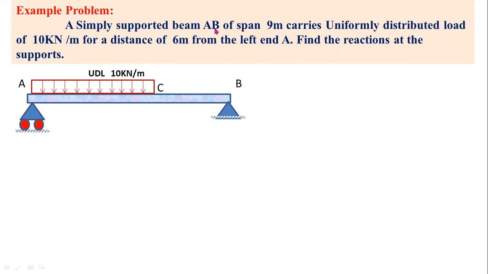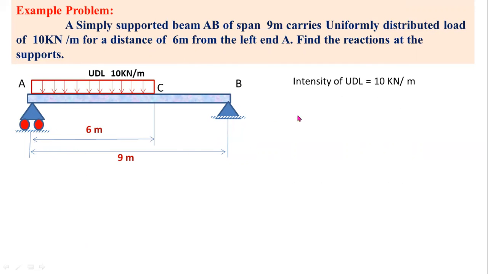A simply supported beam AB of span 9 meters carries a uniformly distributed load of 10 kilonewton per meter for a distance of 6 meters from the left end. Find the reactions at the supports A and B. Here A and B are the two supports. You have to determine the support reactions.